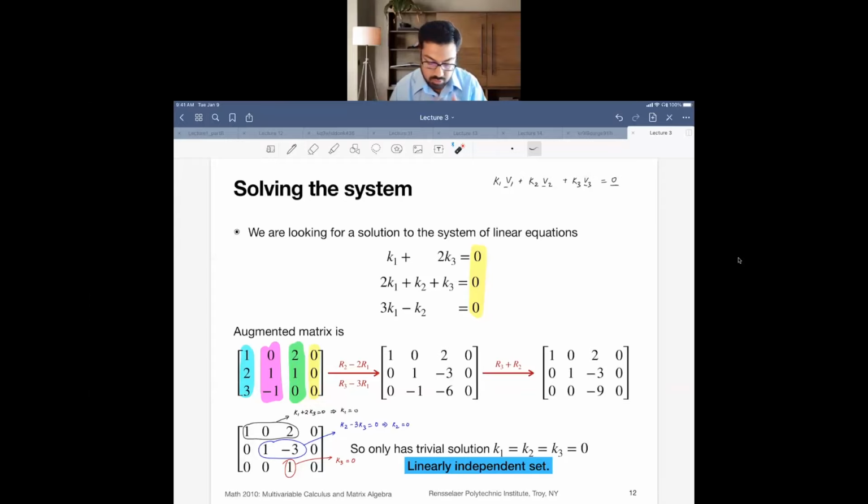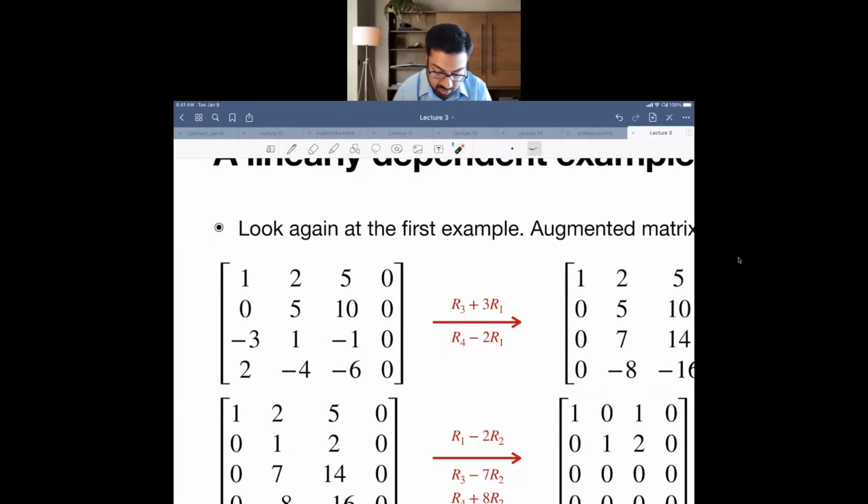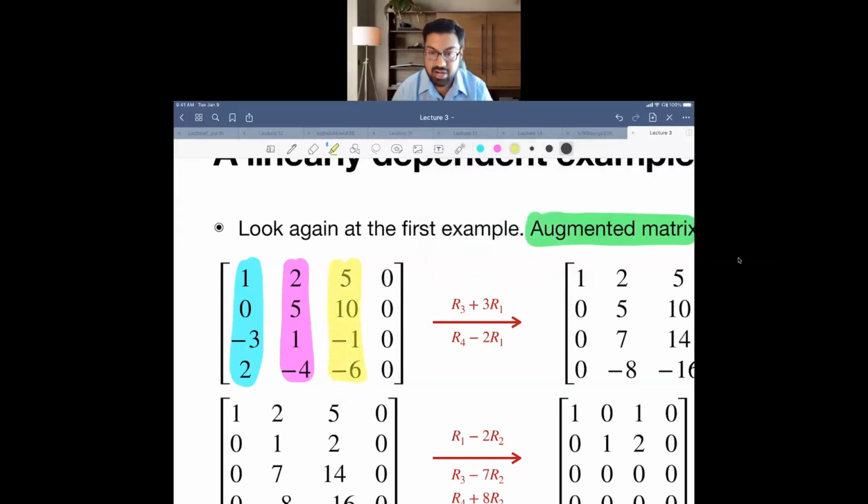All right, let's continue. Now, we have another example here, but it is a linearly dependent example. So let's go through this very quickly. We have an augmented matrix here. So we've got one vector, the second vector, the third vector. We are trying to find out whether these vectors are linearly independent or not.